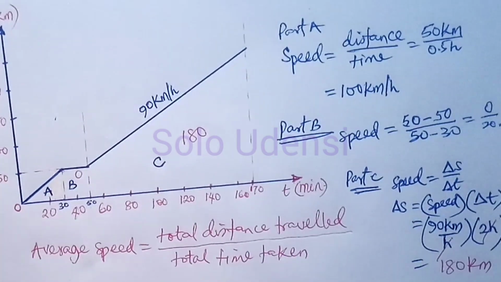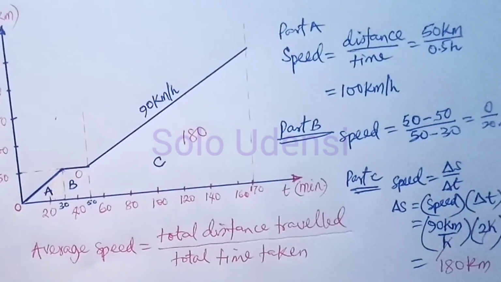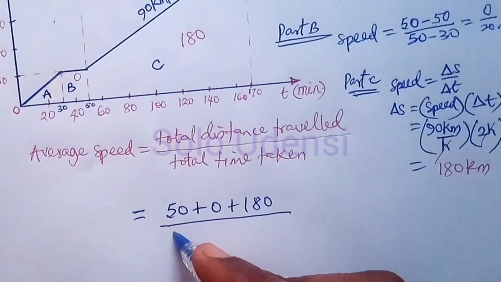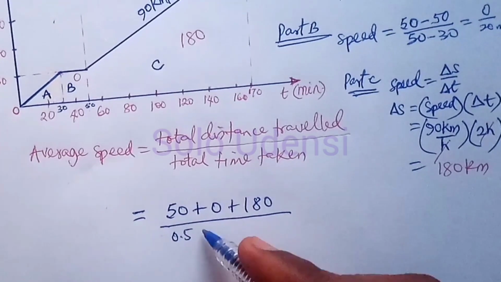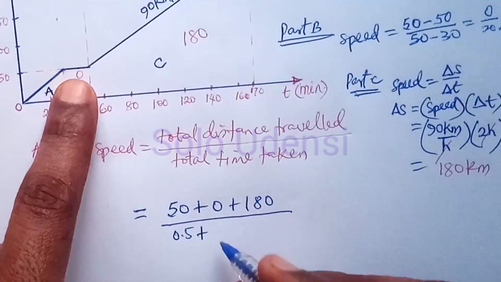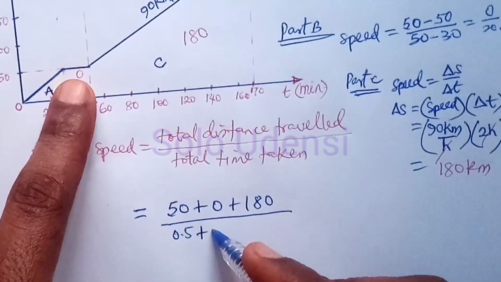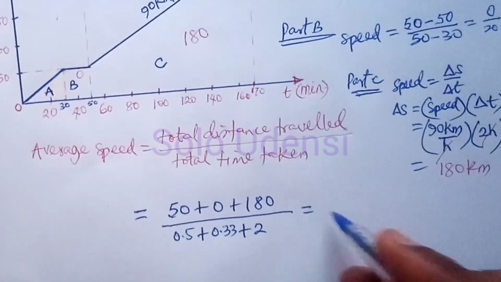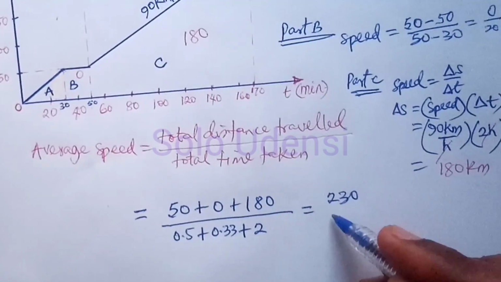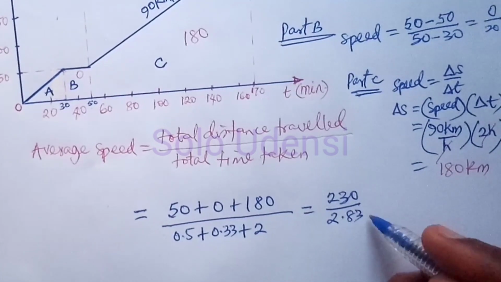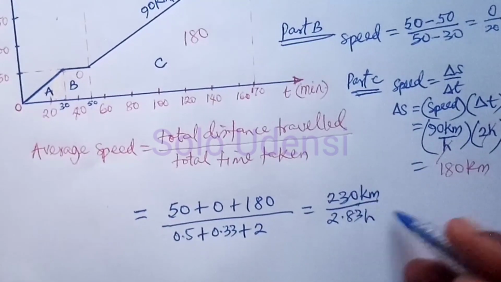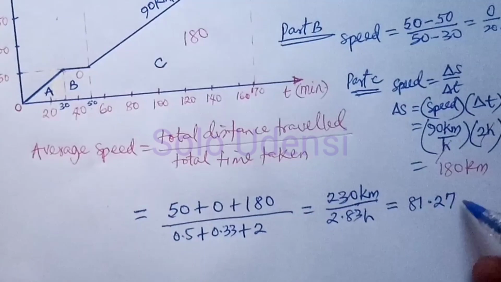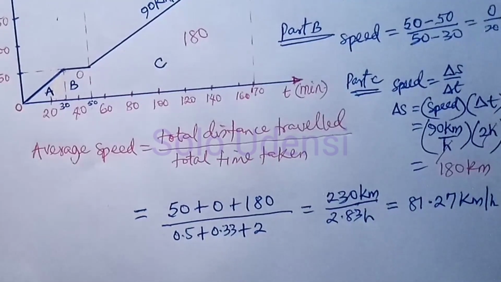previous equation. Average speed is equal to total distance traveled. So total distance traveled is 50 in part A plus 0 in part B plus 180 in part C, all over total time. 30 minutes in part A is 0.5 hours, plus 20 minutes for being stationary, which is 20 over 60 in hours, will give you 0.33 hour, plus 2 hours in this one. So you have it to be 230 km all over 2.83 hours, which is equal to 81.27 kilometers per hour.